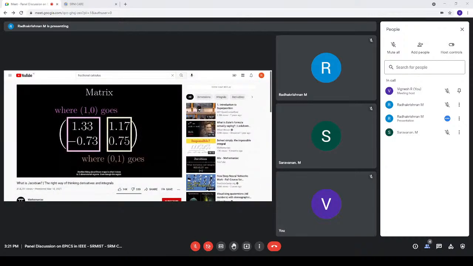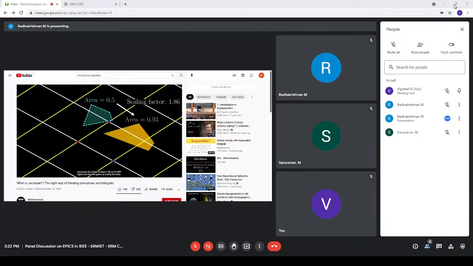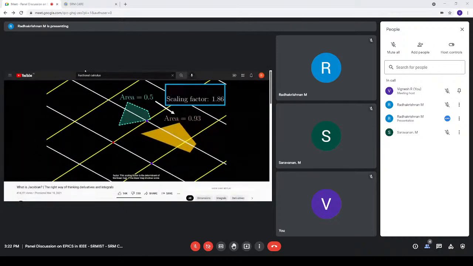Another thing about linear maps is what it does to two-dimensional regions. Even though the region will be distorted, areas of any region actually scale by the same factor. In this example, this area grows by a factor of about 1.86, so for any region, the area also grows by exactly the same factor. This scaling factor is the determinant of the linear map.